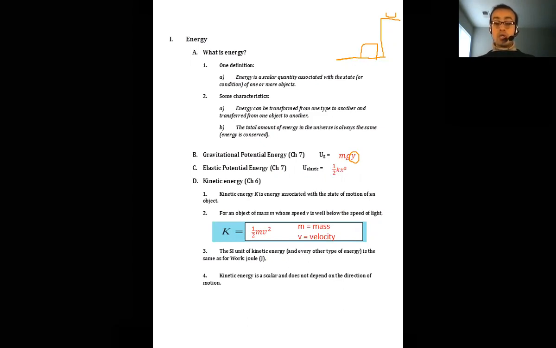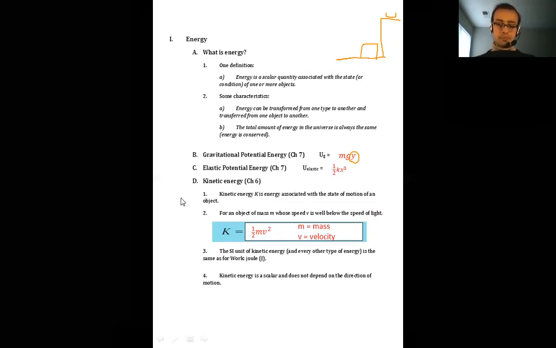And kinetic energy is a scalar and does not depend upon the direction of motion. So if something is in motion, it has a particular kinetic energy. You don't really care what direction it's heading. Also, kinetic energy can never be less than 0. If you have no velocity, you have no kinetic energy, but you can't have, again, less than a 0 velocity.